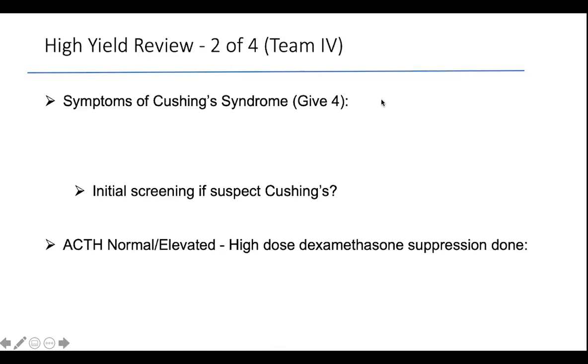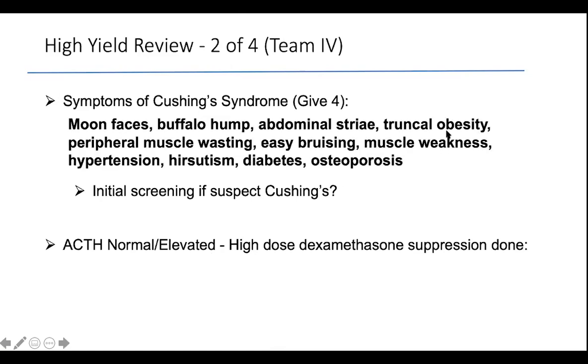So they have buffalo hump, easy bruisability, striae, and weight gain. Yep. There's the rest of them, didn't talk about as well. Initial screening if you suspect Cushing's: 24-hour urine cortisol. And then if you have an ACTH normal or elevated, the high dose dexamethasone suppression is done.